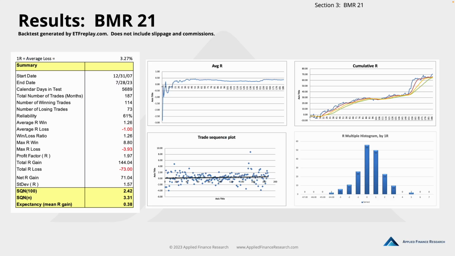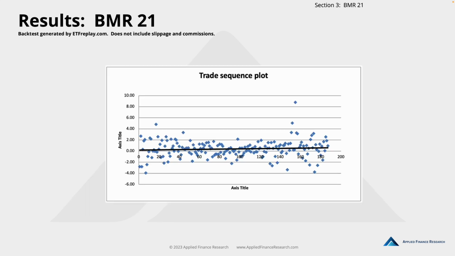On this slide, what we have is an excerpt from our home study course on one of our monthly systems called BMR 21. Now, there's a lot of data on the screen right here, and there is more than one way to tell if our system is increasing in performance over time. But the piece of data that I want to zoom in on for this video is right here, and this is the trade sequence plot. So let's zoom in on this and take a look at what we have here.